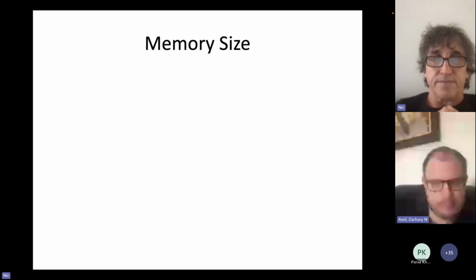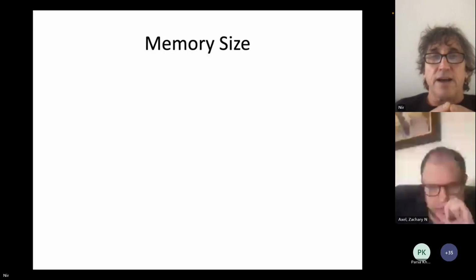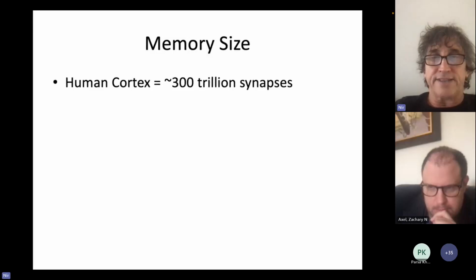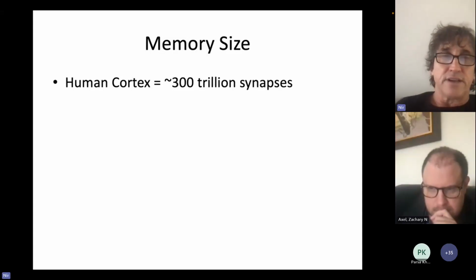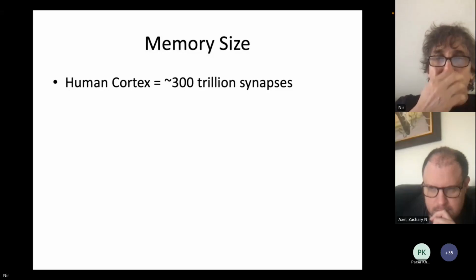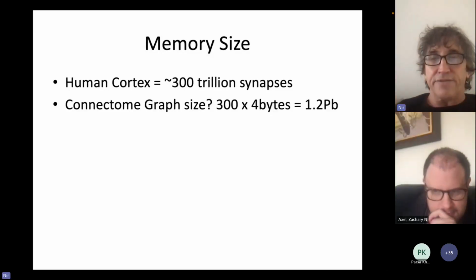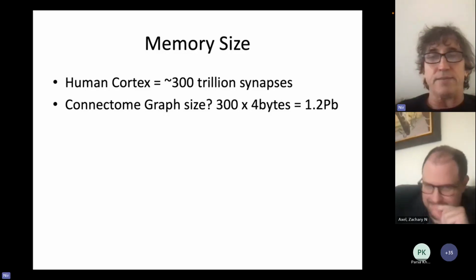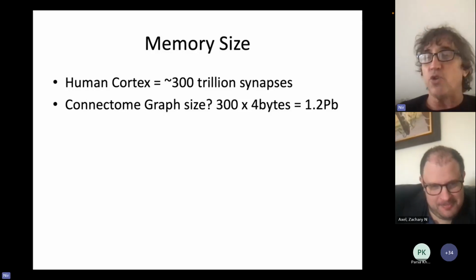What about memory size? In terms of memory size, if you think about the human cortex, there are about 300 trillion synapses in your cortex. So what's the size of that graph? If I wanted to represent it in the leanest way, without anything but some weights and connections, it's about 1.2 petabytes. So just to store it without any kind of complexity would be about a petabyte.